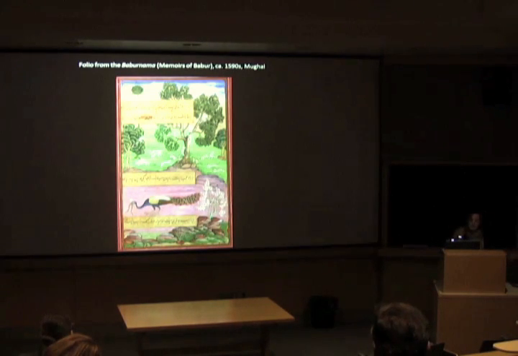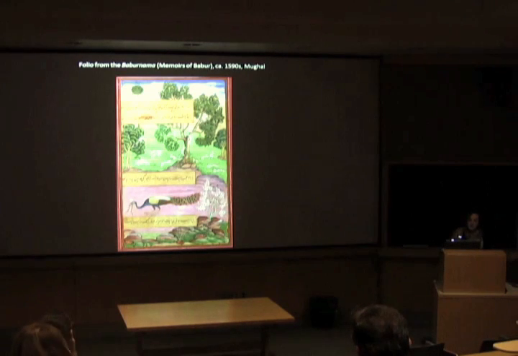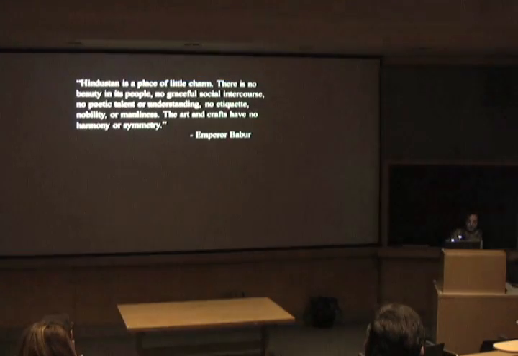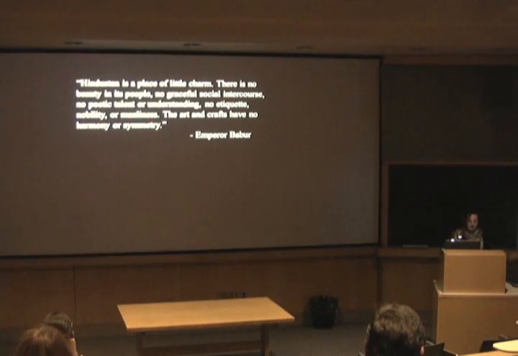At the same time, praising India's architecture, urban centers, and nature has not always been the norm for the Mughals. In earlier times, Babur, who liked to complain about everything in the subcontinent, wrote in his memoirs that Hindustan is a place of little charm. There is no beauty in its people, no graceful social intercourse, no poetic talent or understanding, no etiquette, nobility, or manliness. The arts and crafts have no harmony or symmetry.